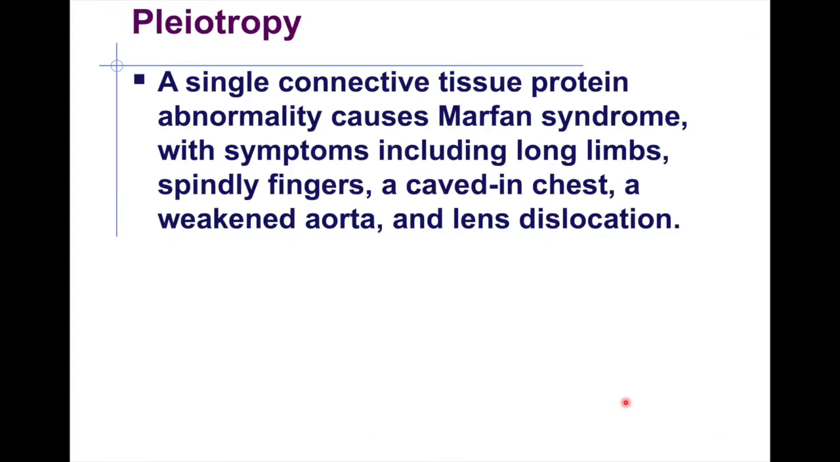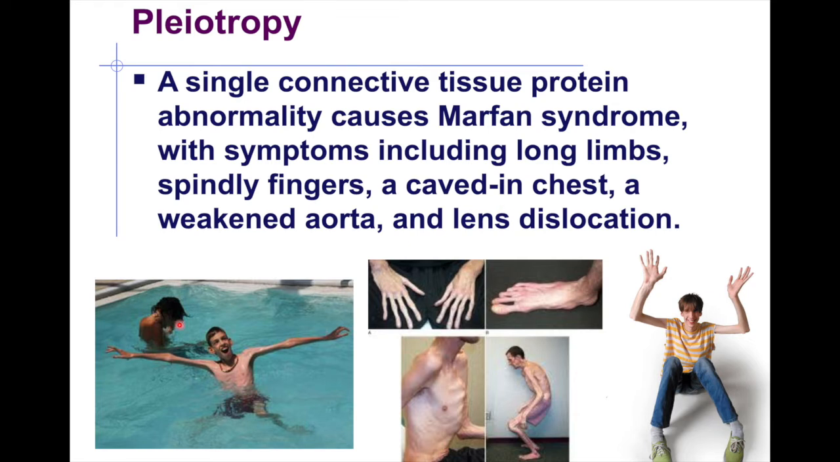Aside from that, we also have Marfan Syndrome. The gene that's responsible for Marfan Syndrome can cause the following phenotypes: long limbs, spindly fingers, a caved-in chest, a weakened aorta, and lens dislocation. All of these are caused by just one gene encoding for an abnormal protein.